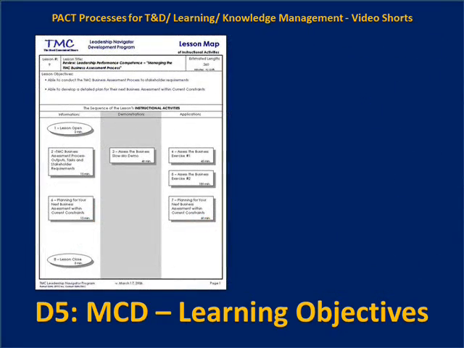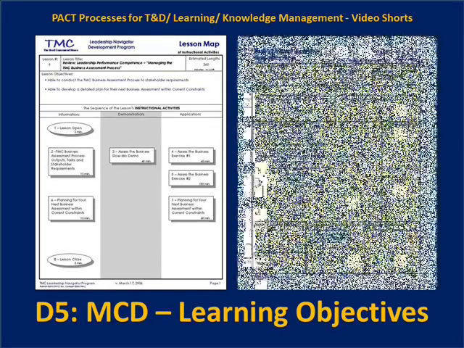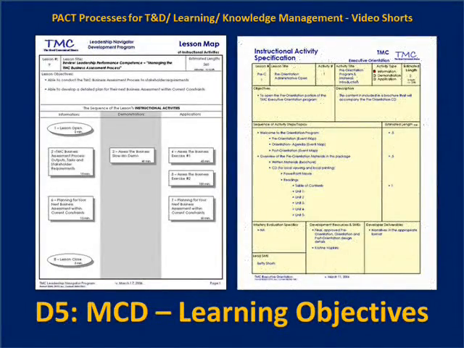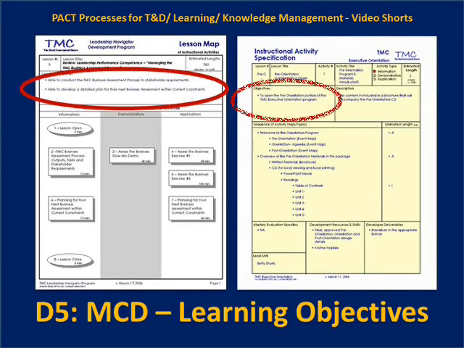Every event breaks down into a number of lessons, one or more. Every lesson map contains at least one instructional activity, if not more than that. Learning objectives are established on the lesson map to start the design process. This is where that would be articulated and captured in the lesson map. In the instructional activity spec, that component of the lesson has its own learning objective.